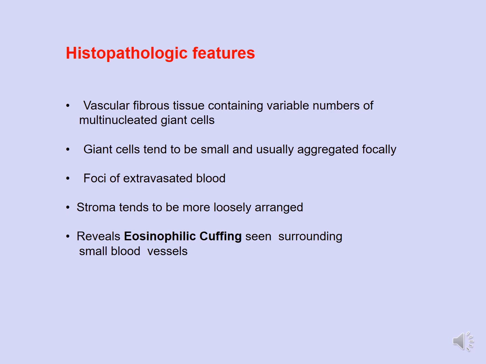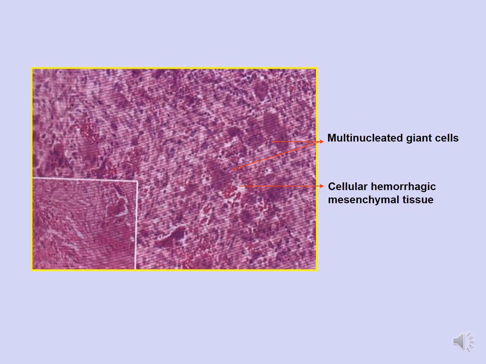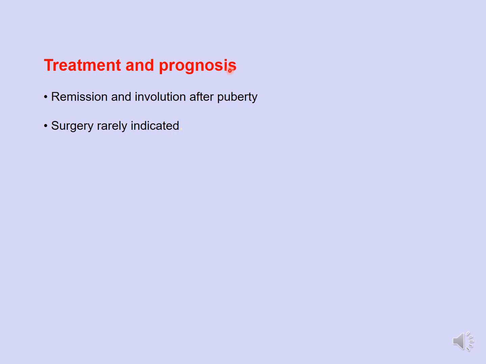So if you look at this and reflect, these microscopic features look very similar to that of central giant cell granuloma, right? So the differentiating features here remain the clinical features, the radiographic features, and the fact that it's a developmental disorder that regresses once the child finishes growth. This is the histopathological image, not very clear, but you can see the multinucleated giant cells and the cellular hemorrhagic mesenchymal stroma. So for treatment and prognosis, there is remission and involution after puberty, and surgery is rarely indicated.